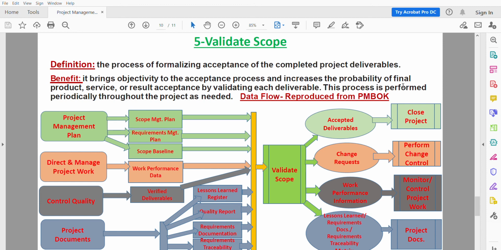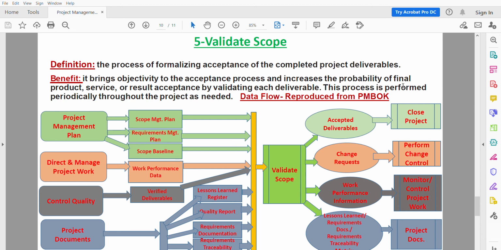The third output is the change request. This is very important. The completed deliverables that have not been formally accepted are documented, along with the reasons for non-acceptance of those deliverables. So those deliverables may require a change request for defect repair, and the change requests are processed for review and disposition through the Perform Integrated Change Control process.